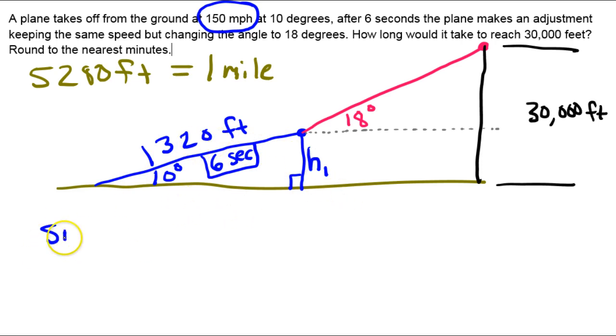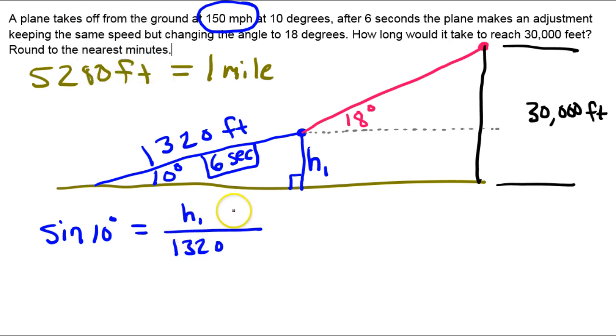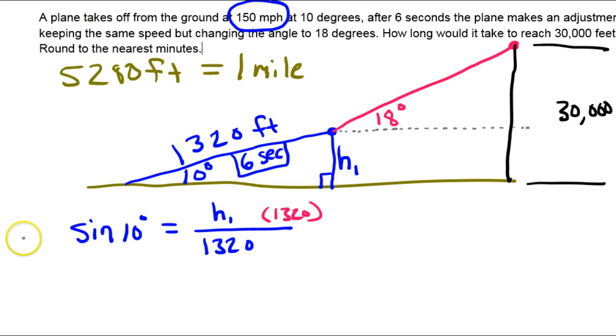So I could go like this. The sine of 10 degrees is opposite over hypotenuse. So that's H1 over 1,320 feet. So if I want to solve for H1, I would multiply both sides by 1,320. Okay, that would cross those out. So that's going to tell me what H1 is, and later you'll see why we needed that.